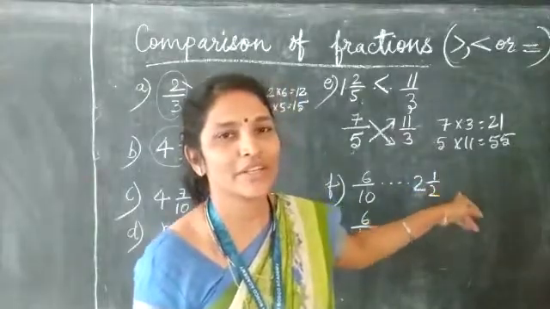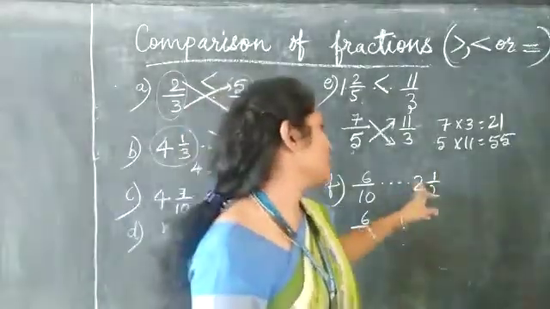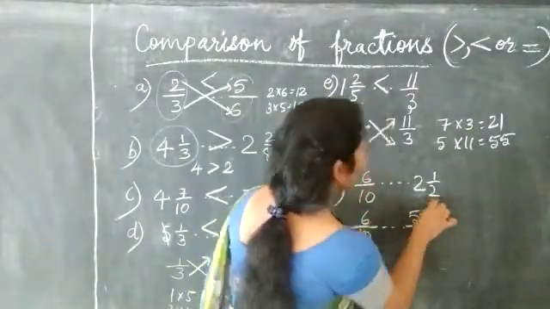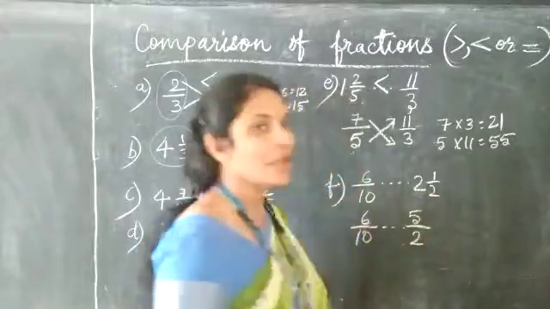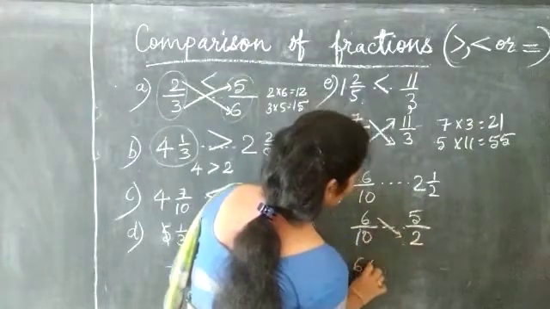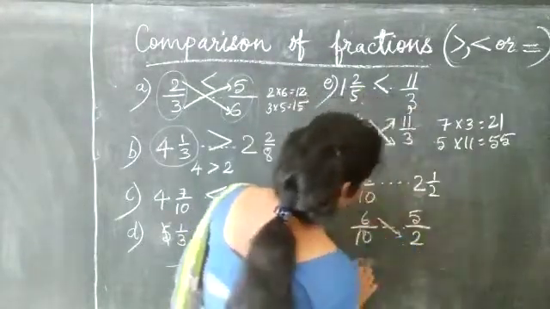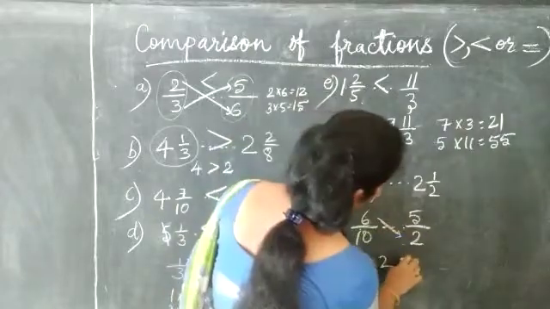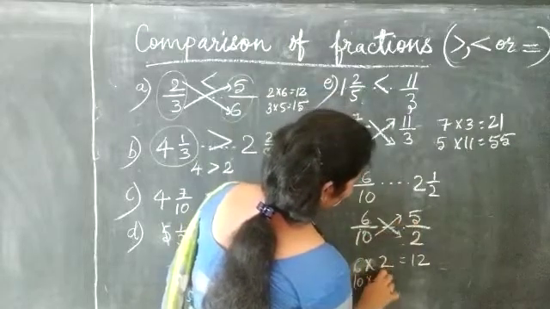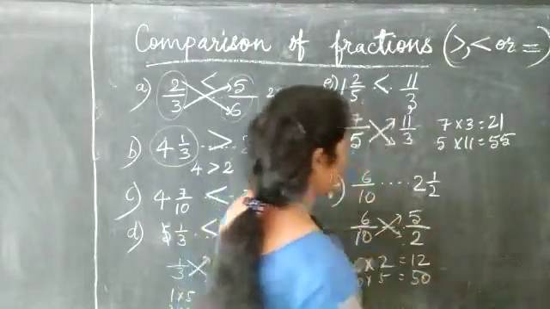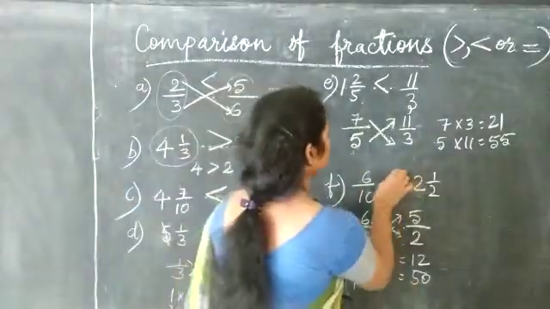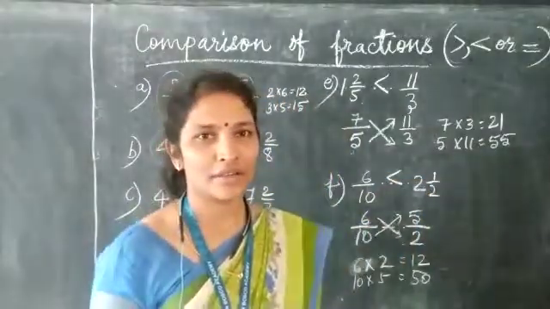We are going to make the mixed fraction into an improper fraction. 2 2s are 4 plus 1, 5, and the denominator will be the same, 2. Now what to do? Do the cross multiplication. 6 into 2 is equal to 12. Then 10 into 5 is equal to 50. Which answer is greater? Second answer is greater. So our second fraction is greater.